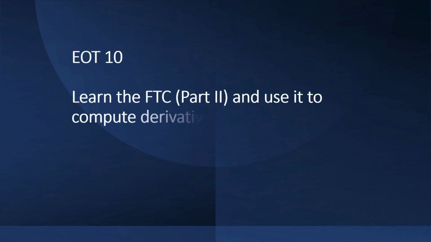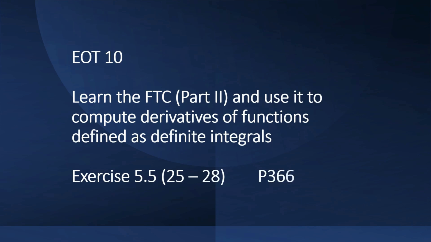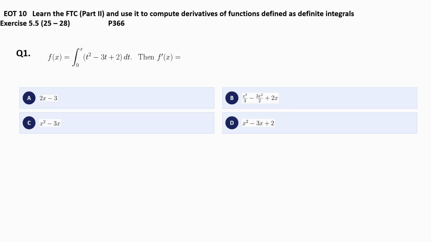Next, let's proceed with EOT 10, where you will be applying fundamental theorem of calculus part 2 and how to compute the derivatives of a function that is actually an integral function. Very simple. You should look at your lower limit, it is a number, and yes, it is a number. And your upper limit is a variable, and that is just x. In that case, replace your t with x. That's it. So the answer will be x squared minus 3x plus 2. So the answer is option D.